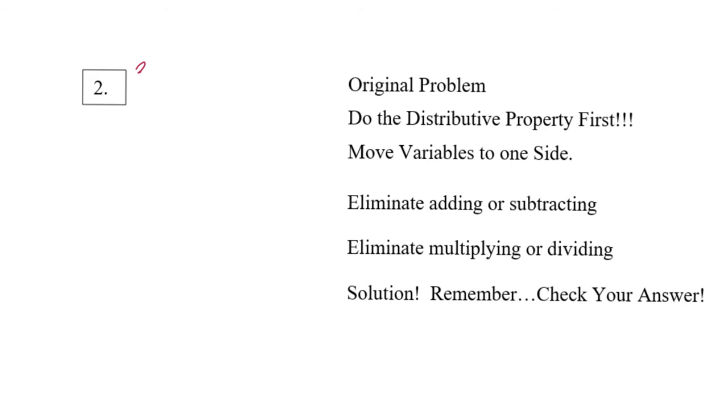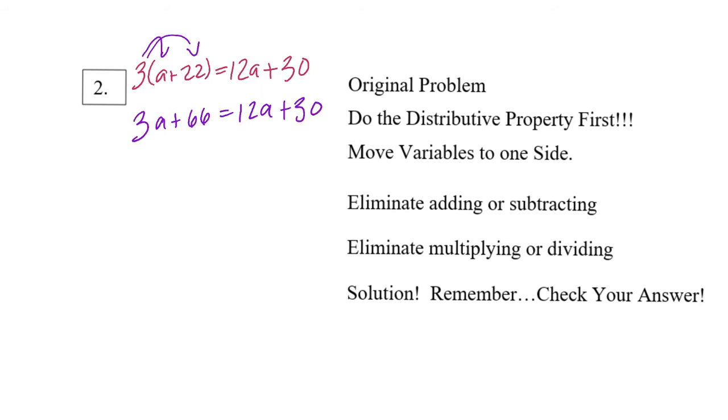3 times (a plus 22) equals 12a plus 30. First thing is do the distributive property. You should always get rid of those parentheses first. So 3a plus 66 equals 12a plus 30. Then move the variables to one side. Like I said, I like to move the smaller one, so I'm going to minus the 3a. We minus it because it's out front, which means it's automatically positive. So then we're left with 66 equals 9a plus 30.